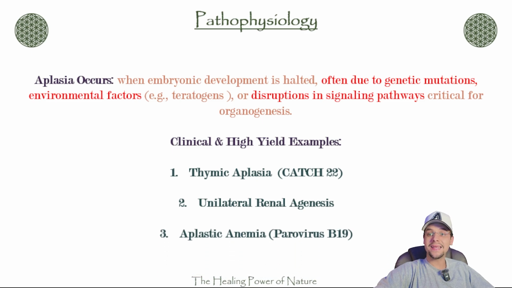Additionally, aplastic anemia or parvovirus B19. This is a commonly tested example. Remember parvovirus B19 from the beginning. Aplastic anemia. Well, we know aplastic, without formation, anemia, without blood. You can't form blood. It is a failure of hematopoietic stem cells, which are considered the mother of all cells, to produce blood cells. It happens when your bone marrow, the blood cell factory, stops making enough blood cells. This affects red blood cells, white blood cells, and platelets, leading to symptoms like fatigue, infections, and easy bruising.